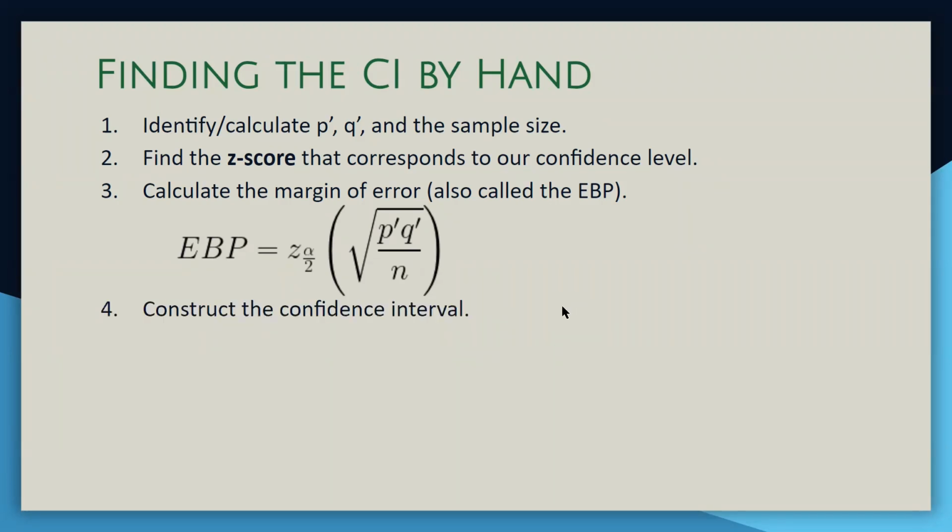Once you've found the EBP, you're going to use it to construct the confidence interval in the same way that you did for the mean. So sample proportion minus the error bound, and then sample proportion plus the error bound to get your lower and upper bound for the interval.